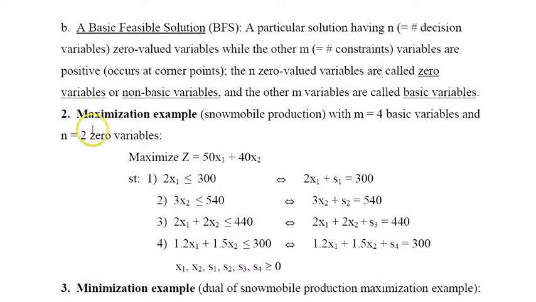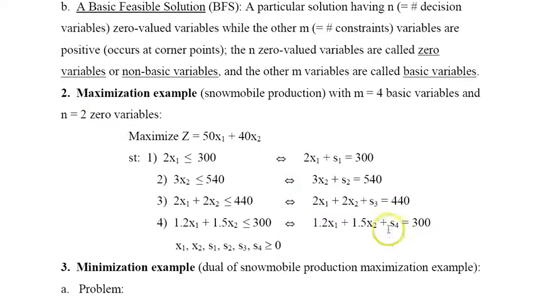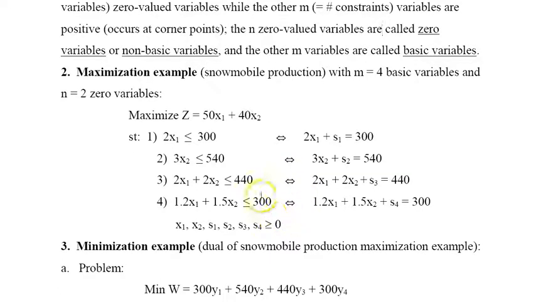So this would be my maximization problem. I have m equal 4 basic variables and n equal 2 non-basic variables. My starting point is I would let x1 and x2 equal 0, and my corner point would be s1 equal 300, s2 540, s3 440, s4 300. That's called a basic feasible solution, and that's my corner point, and then I decide to move along the corner points. I don't think we need to go much deeper than this with the simplex.